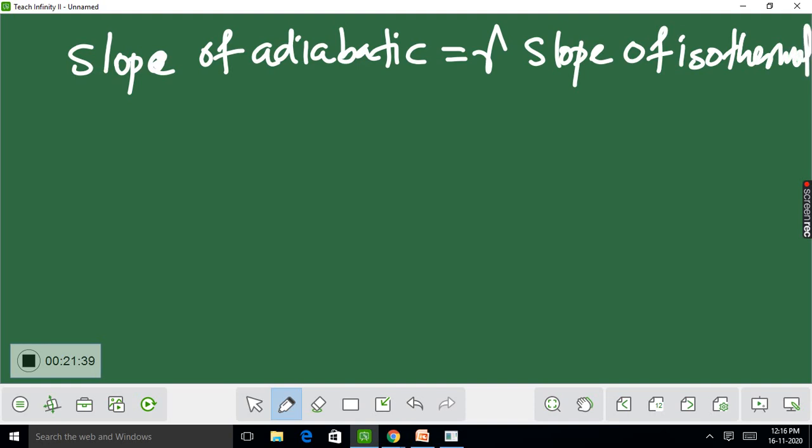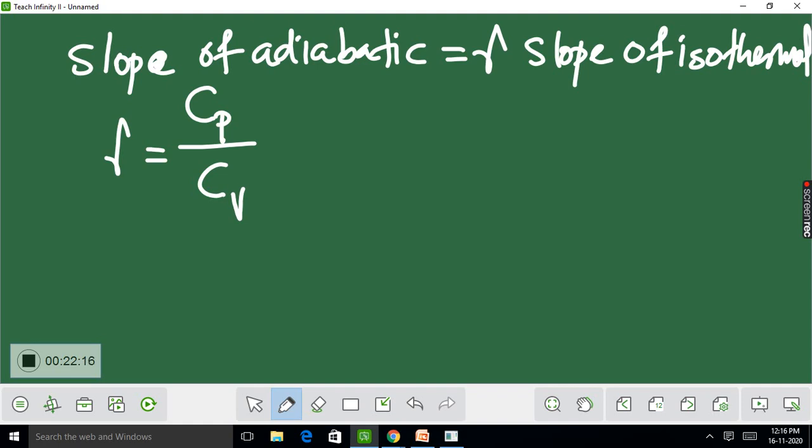Slope of adiabatic is equal to gamma times the slope of isothermal. What is the value of gamma? Gamma is the ratio of specific heats, gamma equals Cp by Cv. Cp is the specific heat capacity at constant pressure and Cv is the specific heat capacity at constant volume.